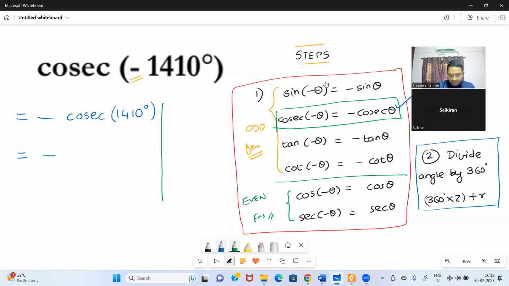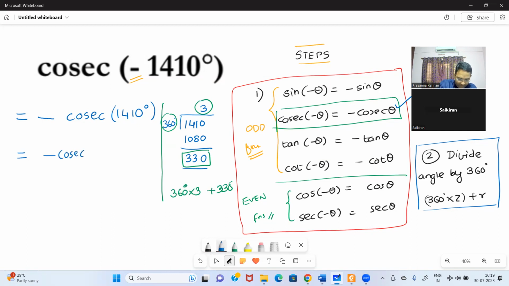So I will divide 1410 by 360. If I multiply by 3, I will get 1080. If I subtract, 0, 11 minus 8 is 3, then 4 minus 1 is 3. So how much is the remainder? 330. Very good. So how do I write it? 360 into 3 plus 330. Excellent. So this will be nothing but cosecant of 360 into 3 plus 330.